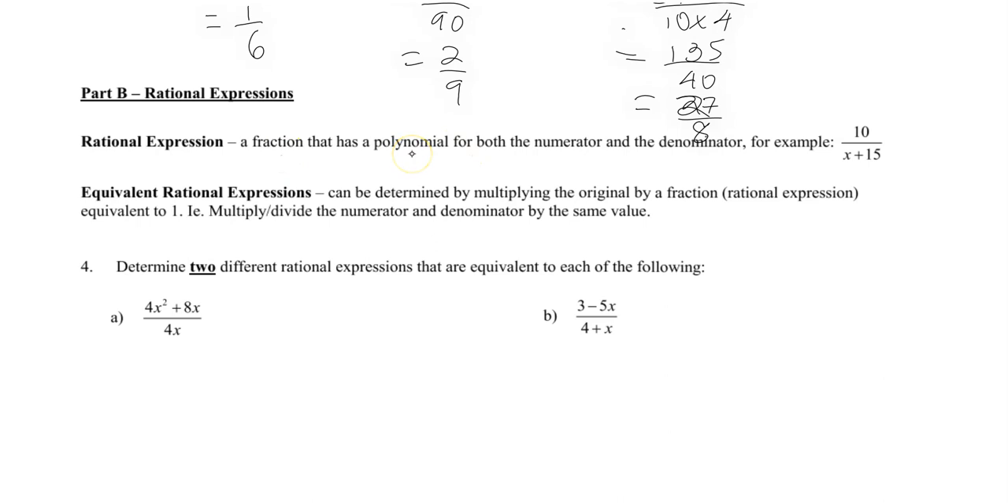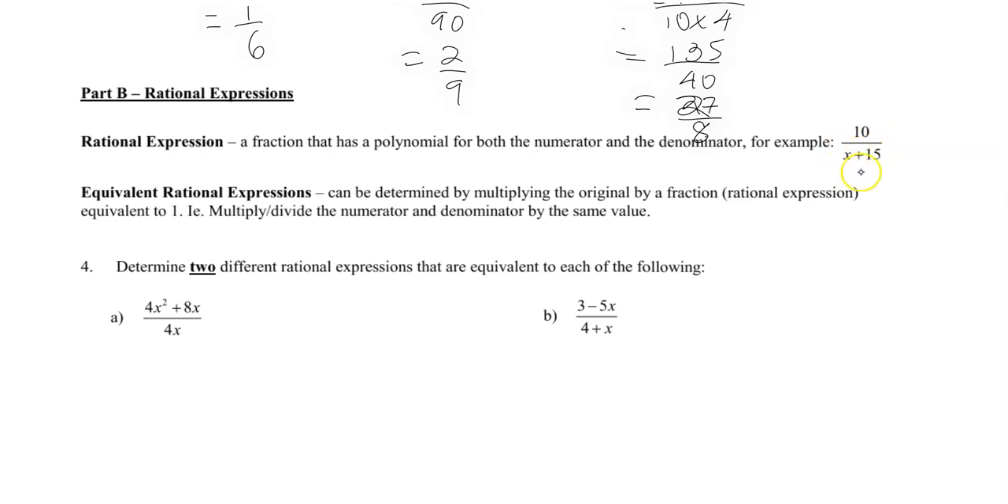Okay, so polynomials are expressions, right? Like polynomial could be x squared plus 2x plus 7. Polynomial could be x plus 15. Polynomial, as a matter of fact, could just be a number. It could just be 10. So it's a fraction that has a polynomial for both the numerator and the denominator. Okay, so even though 10 is just a number, that is considered a polynomial.